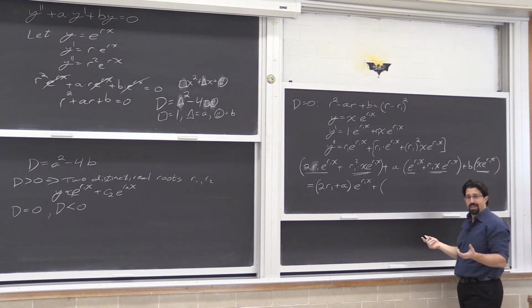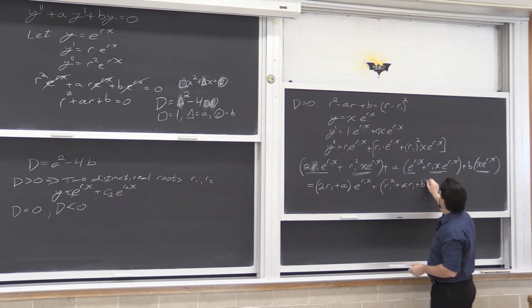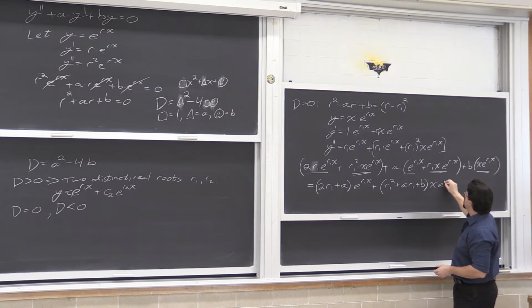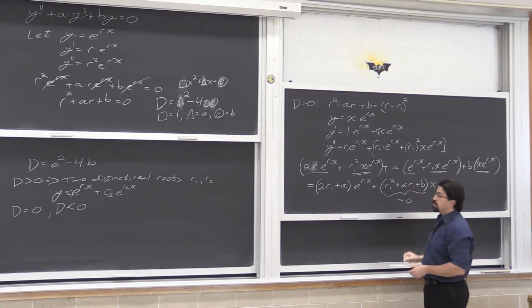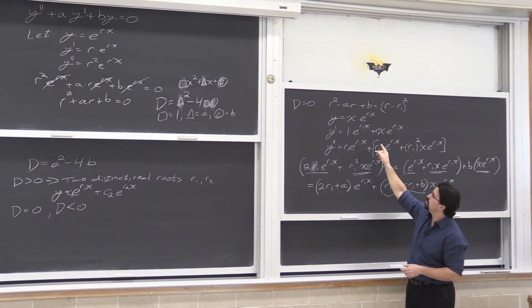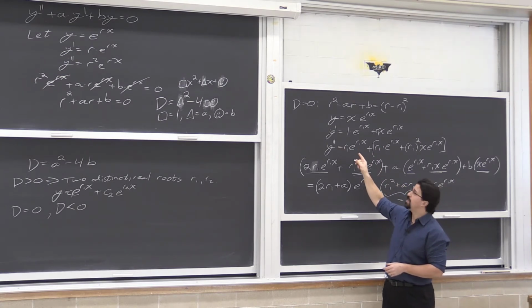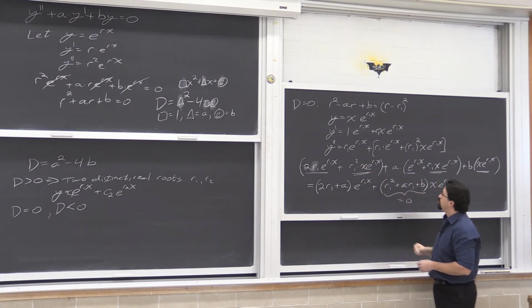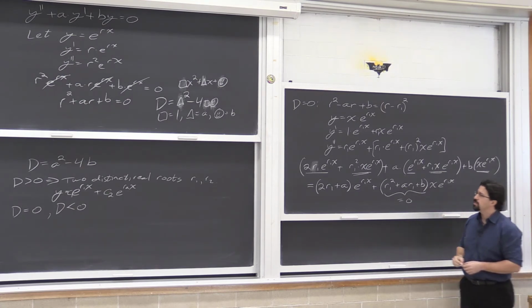So I might as well factor that out. And I'm going to be left with r1 squared plus a r1 plus b times x e to the r1 x. This right here is equal to 0, right? Because r1 is a solution to r squared plus a r plus b. I've got a minus over there; that should be a plus. So this one over here is going to give me a 0.